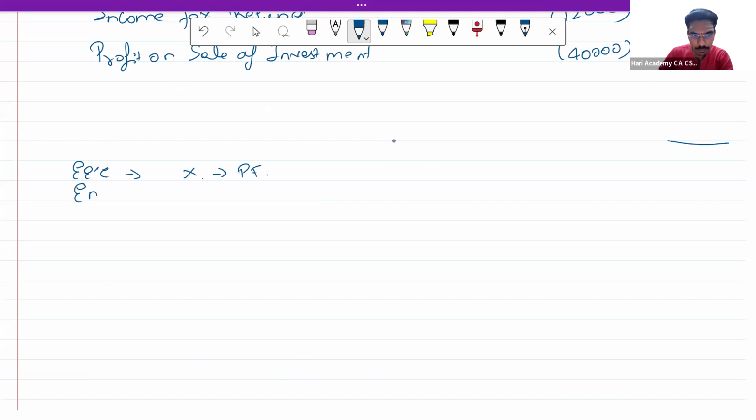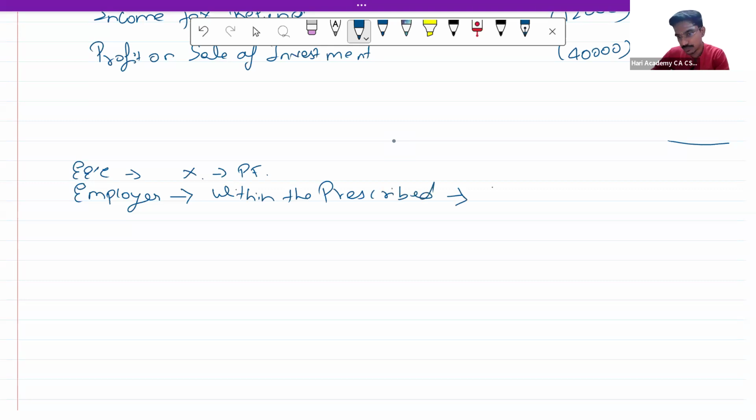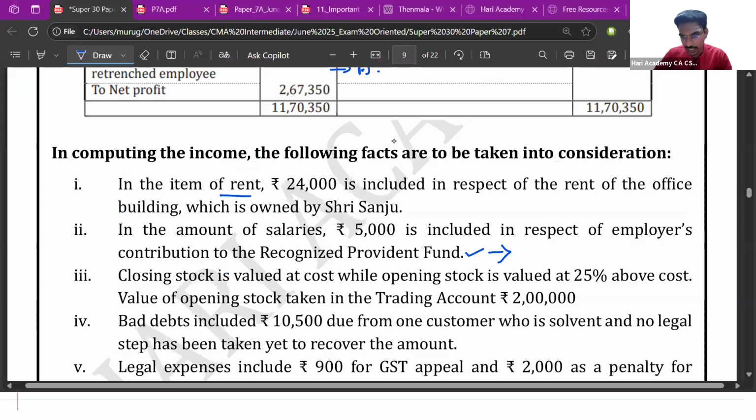However, employer contribution, if it is within the prescribed limits, is allowed as expenditure, provided it is paid within the 139(1) due date. This is given in section 43B. Okay. So in this case, we are making an assumption that it is paid within due date.